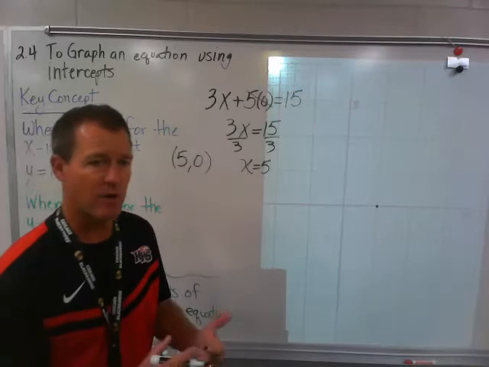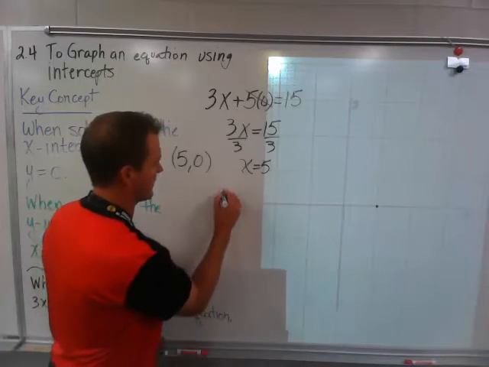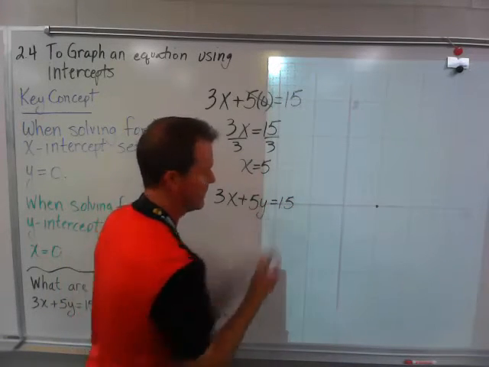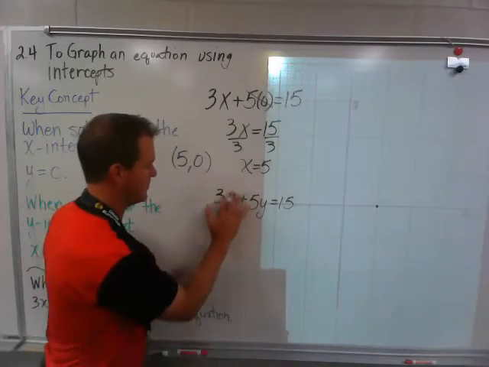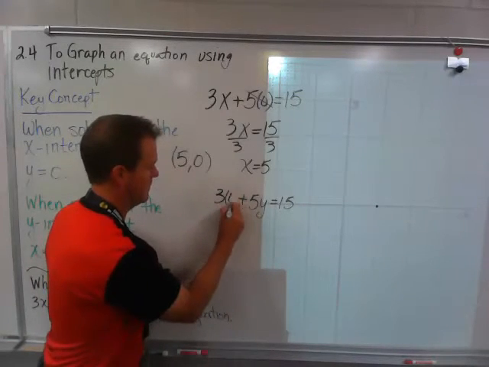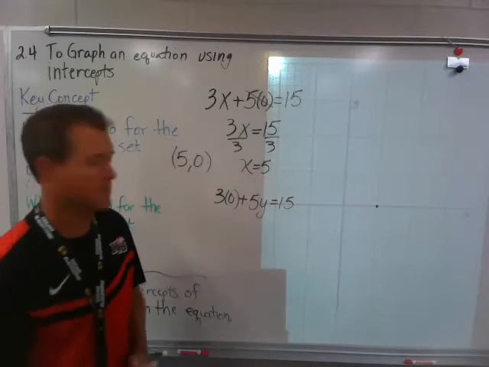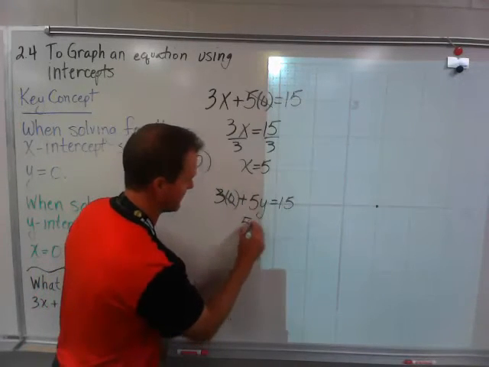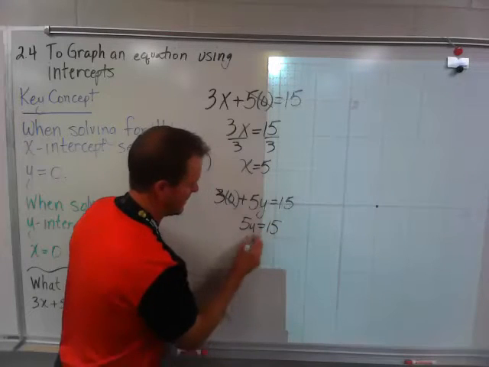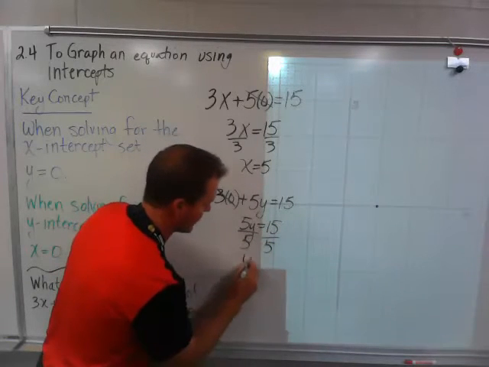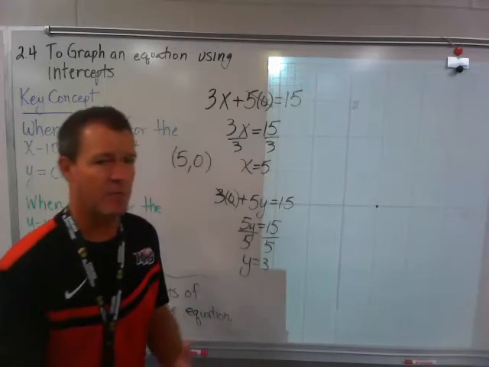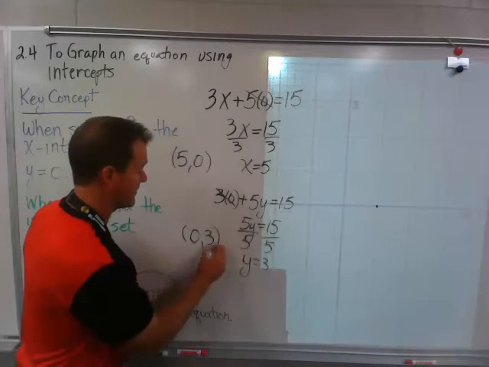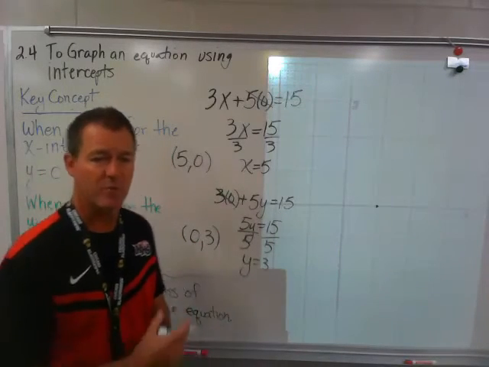So if I'm finding the y-intercept, I'm going to set x equal to 0. So again, I'm going to start with my equation. And this time I'm going to take the x out. I'm going to set the x equal to 0. 3 times 0 is 0, so it cancels out. We've got 5y equals 15. And if we divide by 5 on both sides, y will equal 3. Again, remember, we chose to set x equal to 0, so that's our x-coordinate of the y-intercept. So we have the point (0, 3).